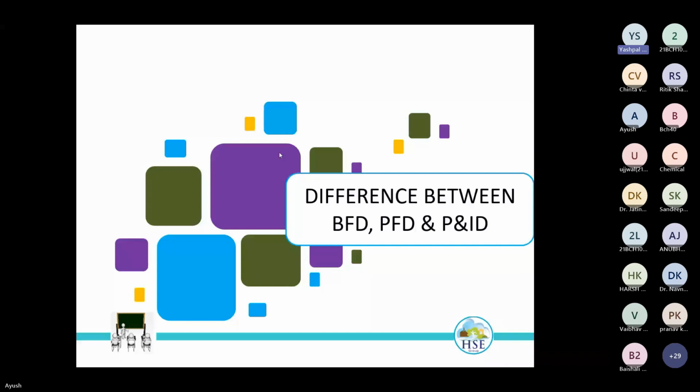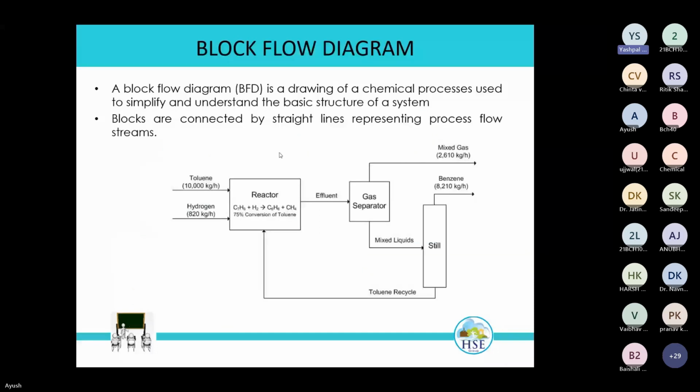So now, actually, there are three terminology we use for defining the process: BFD, PFD, and P&ID. Much related with each other. So let us see one by one what is BFD, what is PFD, and P&ID. Next slide, please. So basically, block flow diagram. BFD is a block flow diagram. So diagram is self-explanatory. You might have used in your education many times this BFD.